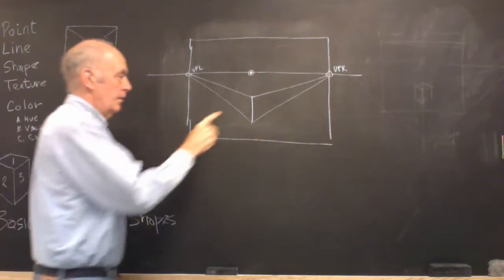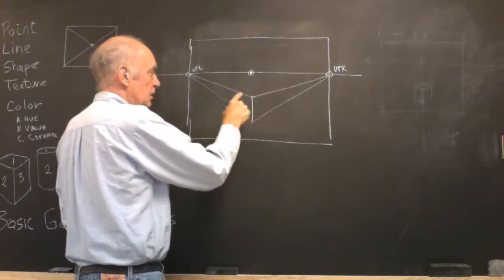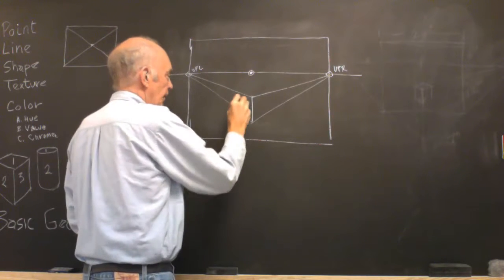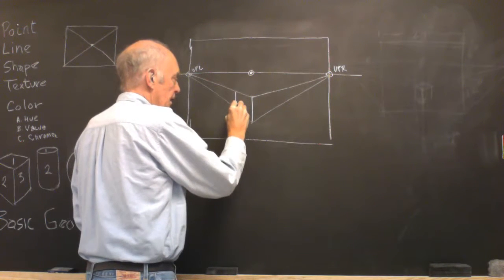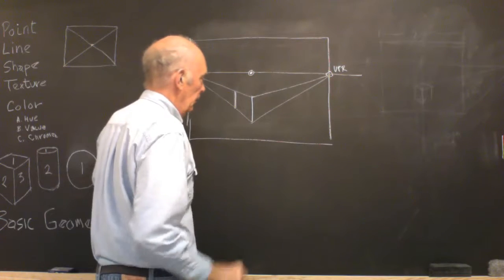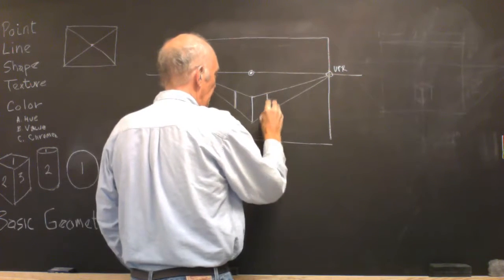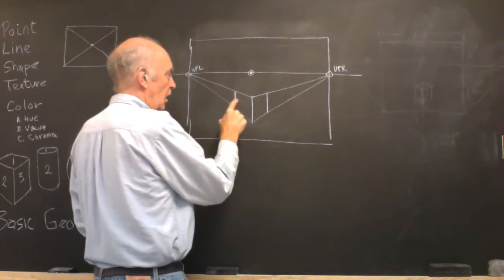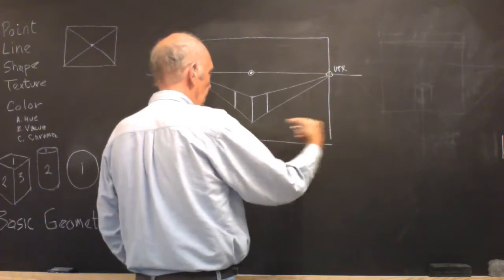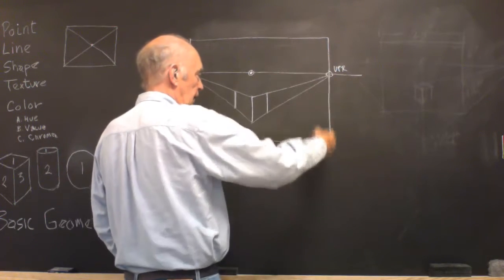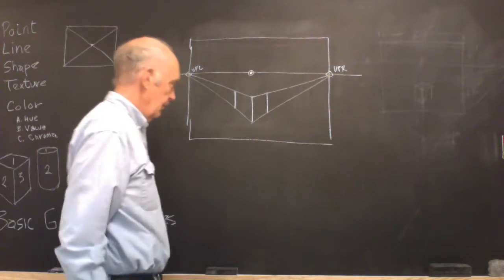Remember these are construction lines. Construction lines. So I'm going to arbitrarily just draw a vertical here and a vertical here. Remember that in the side view, these are verticals, so they'll be parallel to the sides of the picture plane. So those are easy to draw.